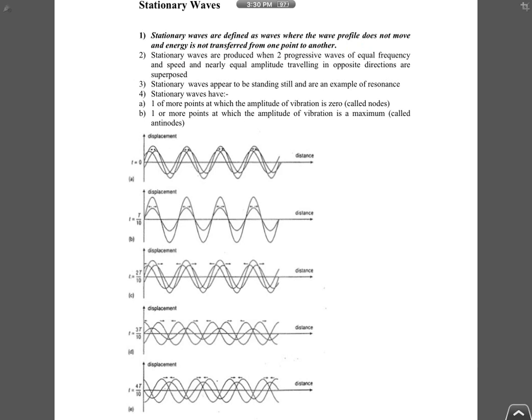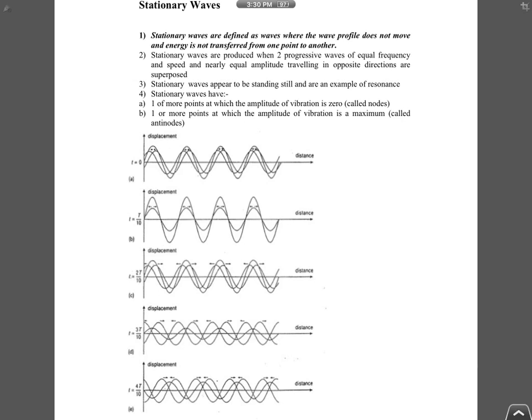So what does it mean? When we look at the stationary wave afterwards, I want you to observe whether the wave profile, that means the shape of the wave, does it travel left or right, or doesn't seem to move left or right. That's what it means. If it doesn't seem to move left or right, then it means it's stationary.